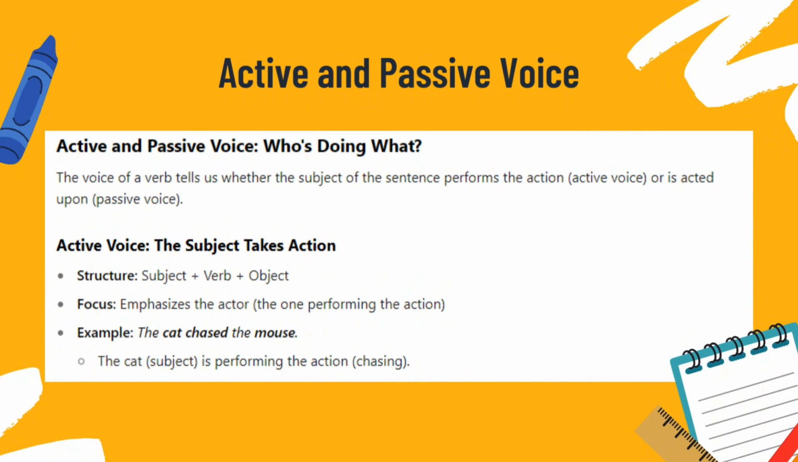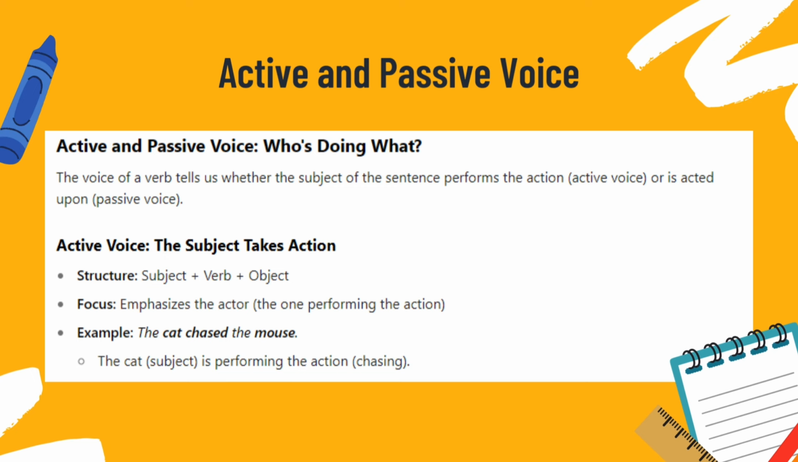Okay, so this is the voice. Okay, so we have the active and the passive voice. Now, who's doing what? Okay, the voice of a verb tells us whether the subject of the sentence performs the action, it is the active voice, or is acted upon or receives the action, which is the passive voice. Now, active voice, we should always remember the subject takes the action. The subject is the doer of the action.